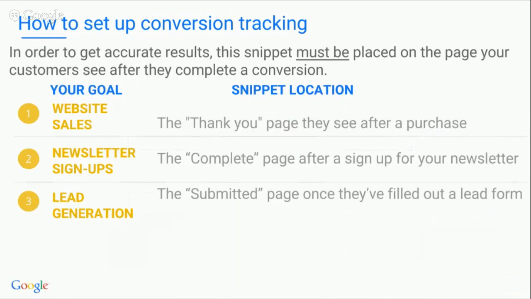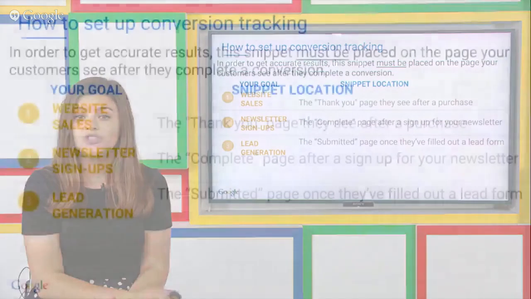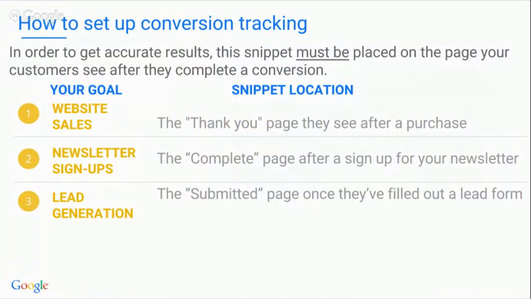So how to set up conversion tracking: the snippet location, so where you actually paste the code, will vary based on what your goal is. For example, if your goal is to have a website sale, an online purchase, then you would want to put your code snippet on the thank you page or the order confirmation page, whatever page the user gets to after they actually submit their order. What that does is, as soon as the user clicks on the ad, goes through to your website, makes that purchase, and gets to that order confirmation page, this code is going to fire and let AdWords know that this click has just converted.